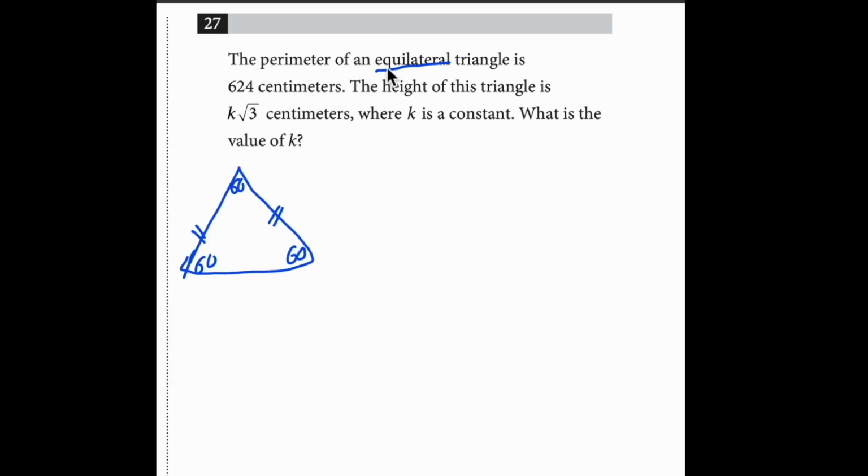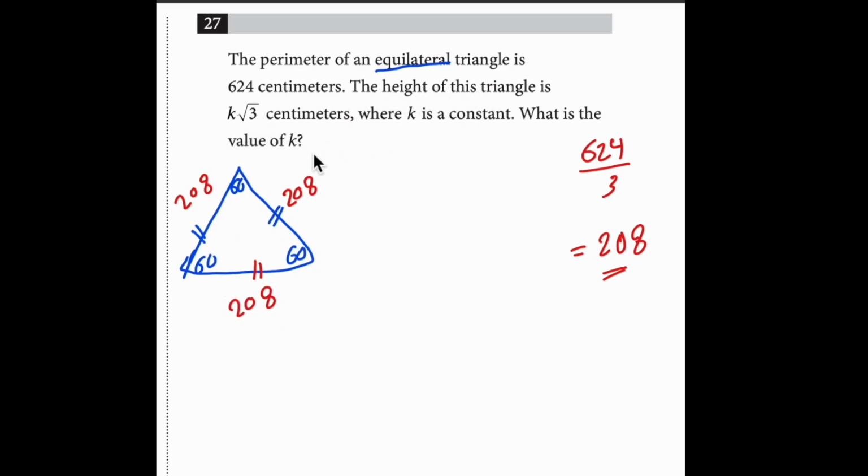Okay, the perimeter of the triangle means that the sum of the side lengths equals 624. So if you want to find the length of each side, you will divide 624 by 3. 624 over 3: 6 divided by 3 equals 2, 24 divided by 3 equals 8. So the length of each side is 208. So this side is 208, also this one 208, and the third side is 208. Yes, the sum equals 624.